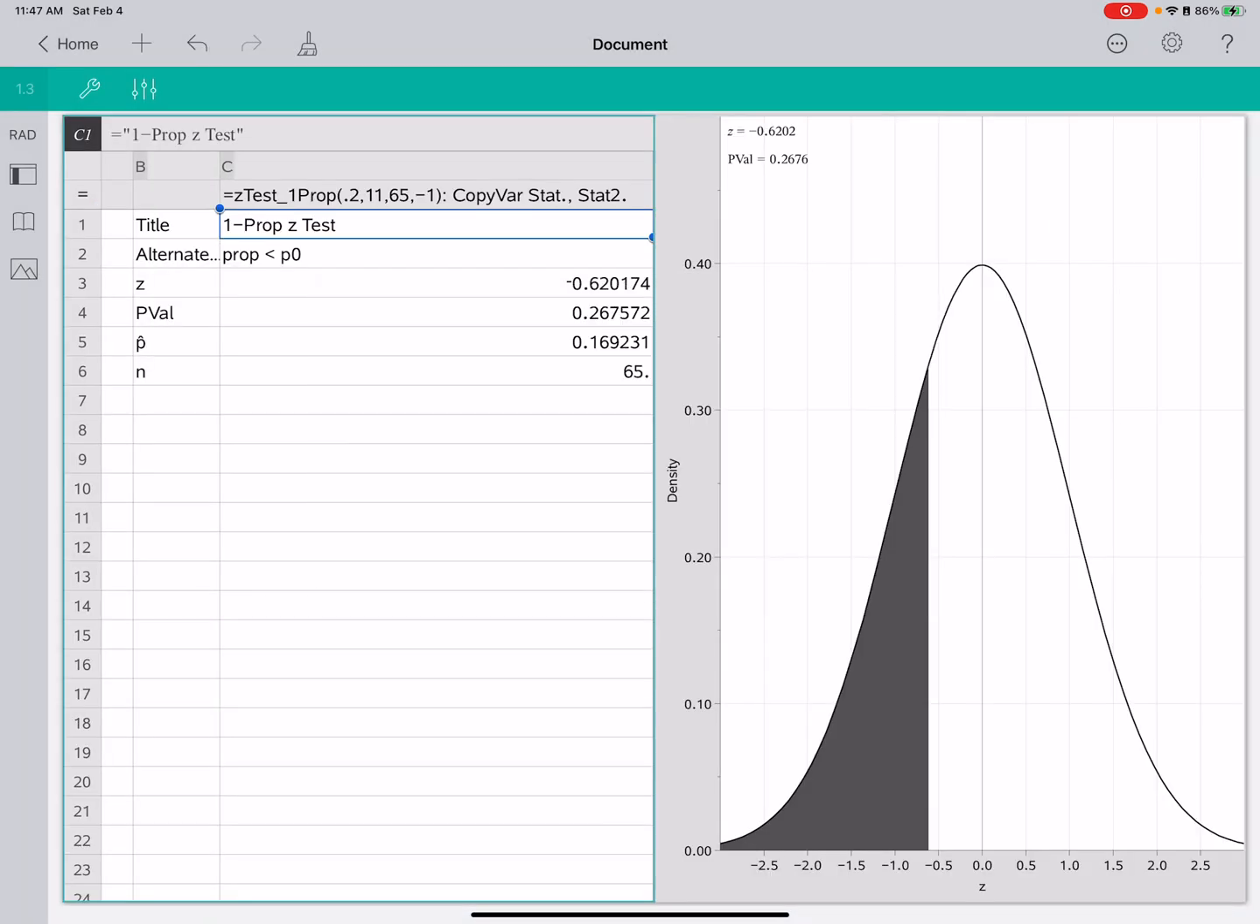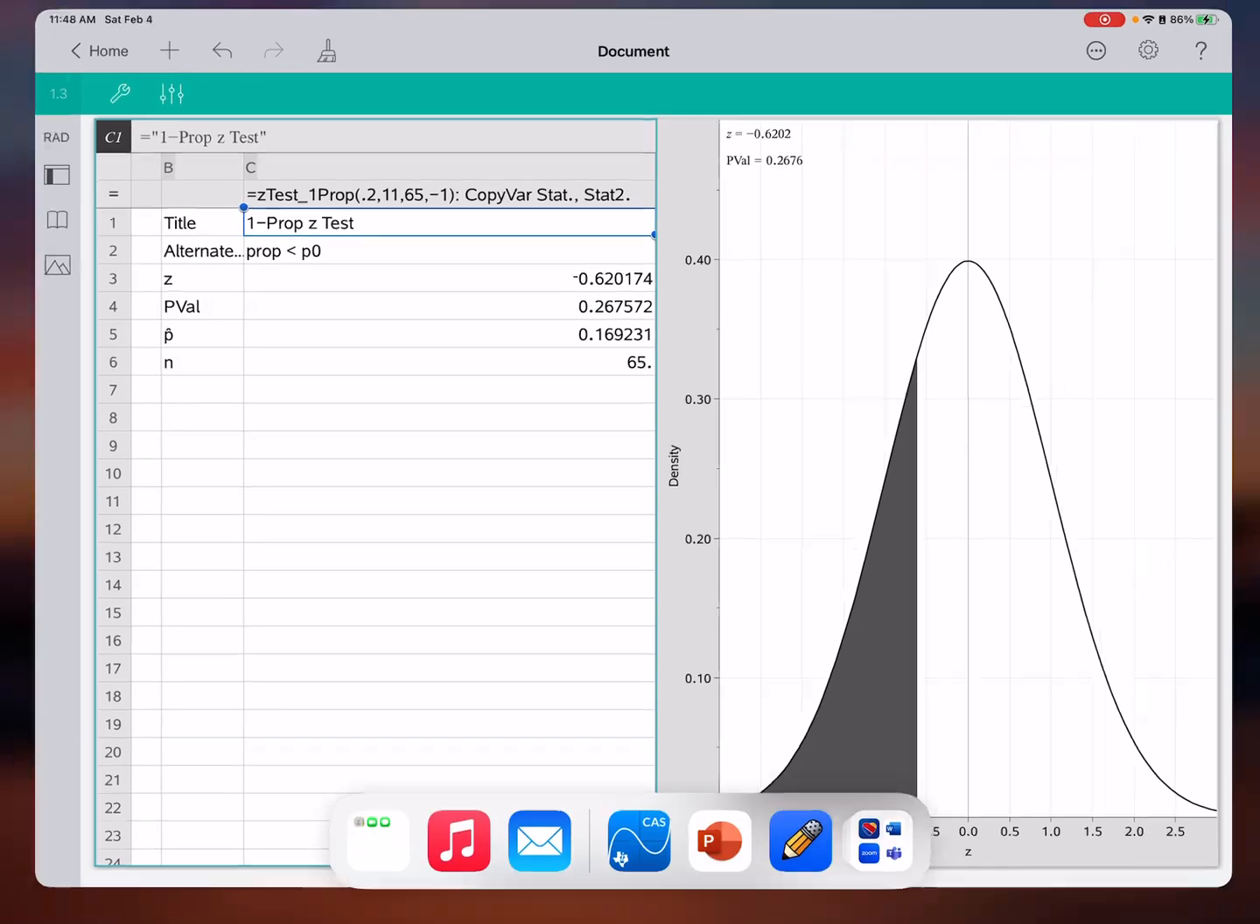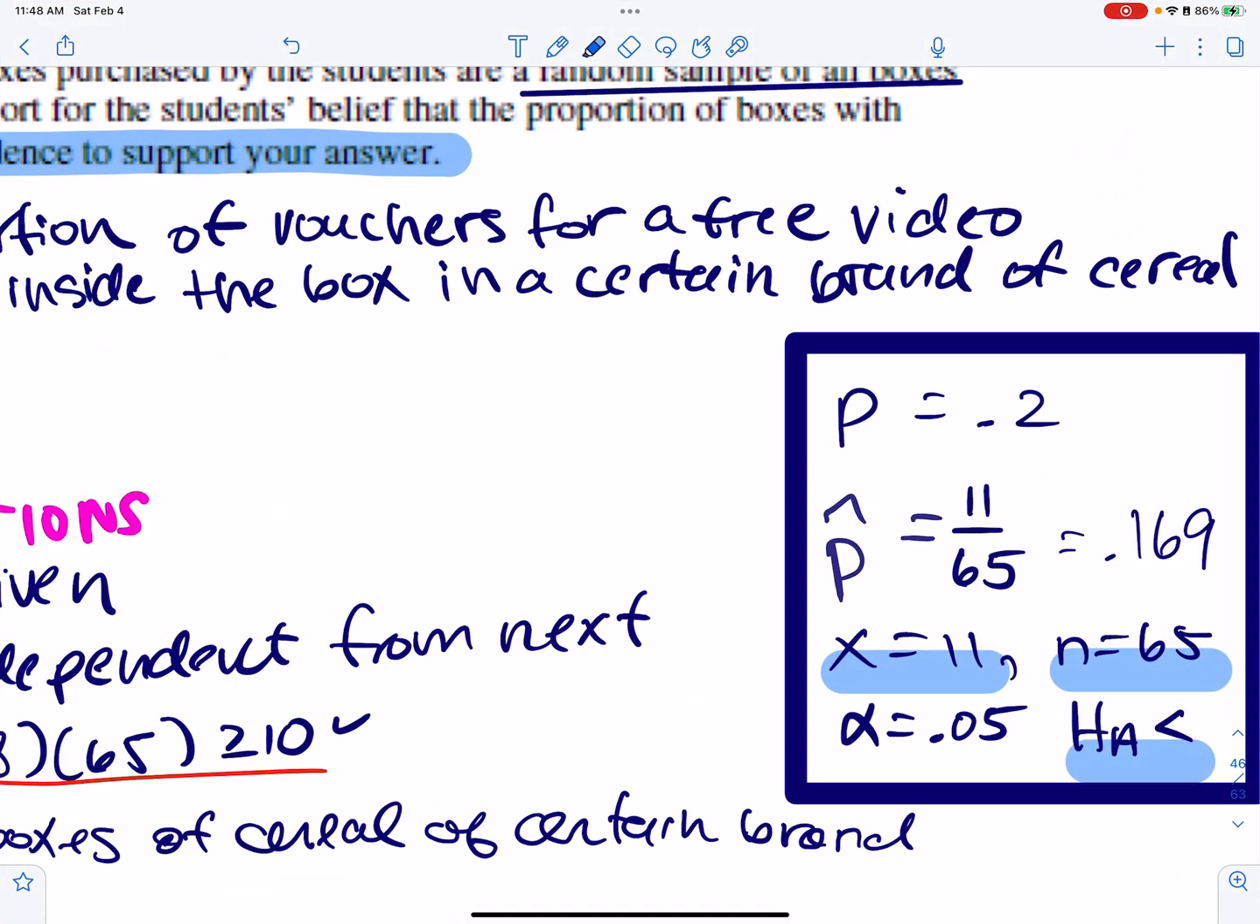And I have everything already here. So I've got all my answers here. I've got my p-value, my z-score, and everything. And we'll just keep going back and forth to this to be able to use it in my conclusion. Now, I've already written it all out on mine, but you can see we already have z is going to be negative 0.62. My p-value is 0.26. My p-hat is 0.169, which we already calculated, and my n is 65. Okay, so back to here. So I have that on my calculator, and I'm looking at it on my calculator as I'm doing my PHANTOMS.